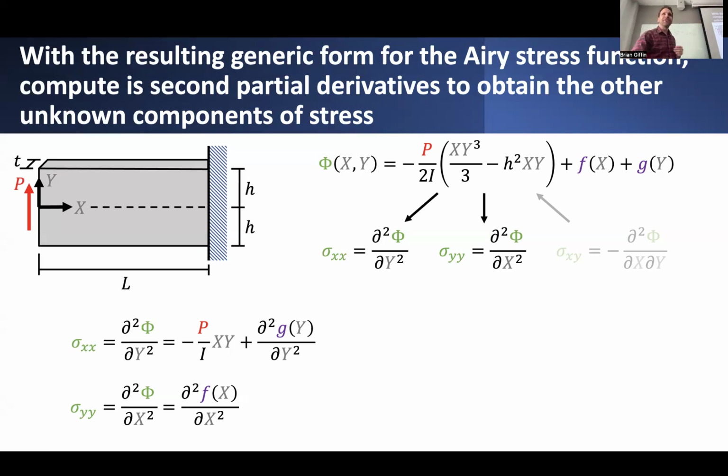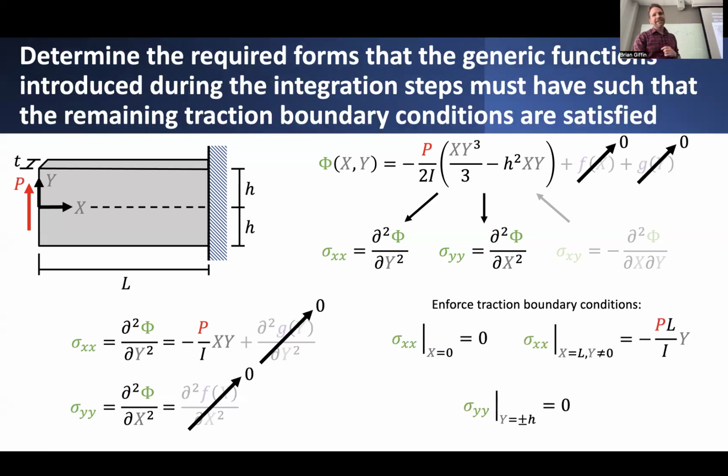But I still have to enforce my other boundary conditions on the stresses. And to do that, I have to remember, what were those boundary conditions on these other components of normal stress, sigma yy and sigma xx? On the top and bottom faces, remember, I said that sigma yy was zero on both of those faces over the full length of the top and bottom surfaces. So if I'm looking at this function, sigma yy, and I see that there's some dependence on this function f that has variation only with respect to x, then really the only way for me to satisfy these boundary conditions is to just say that this function f, or its second partial derivative, or let's just say f itself, is just zero.